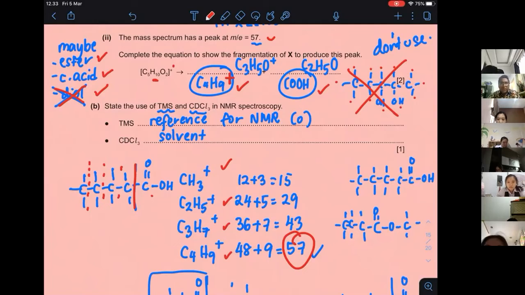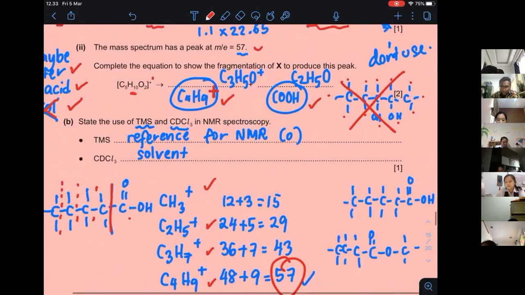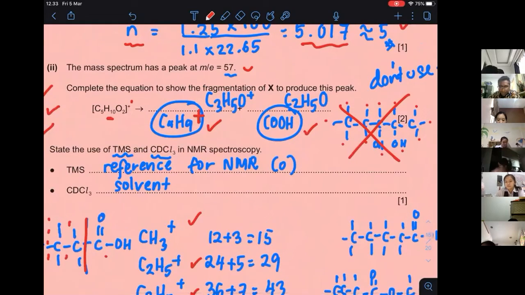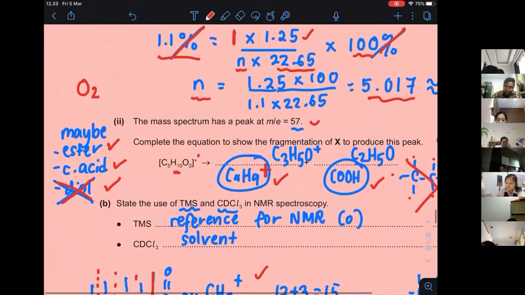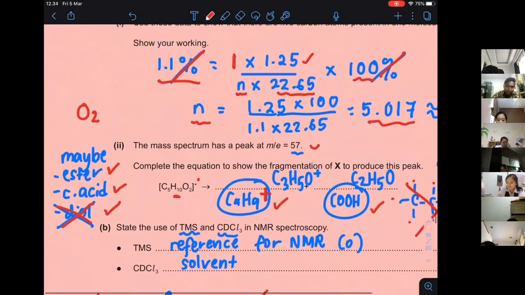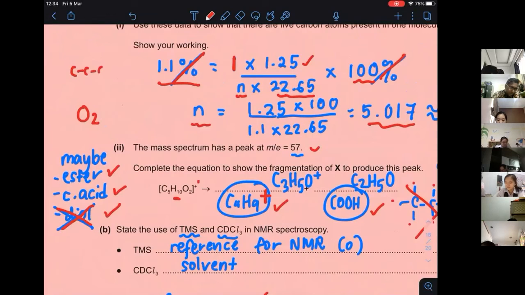Because you can also break this. You can fragment this in a different position. For example, what they did was they took it in the form of ester. So what they did was, they have C3H5O. So maybe 1, 2, 3.